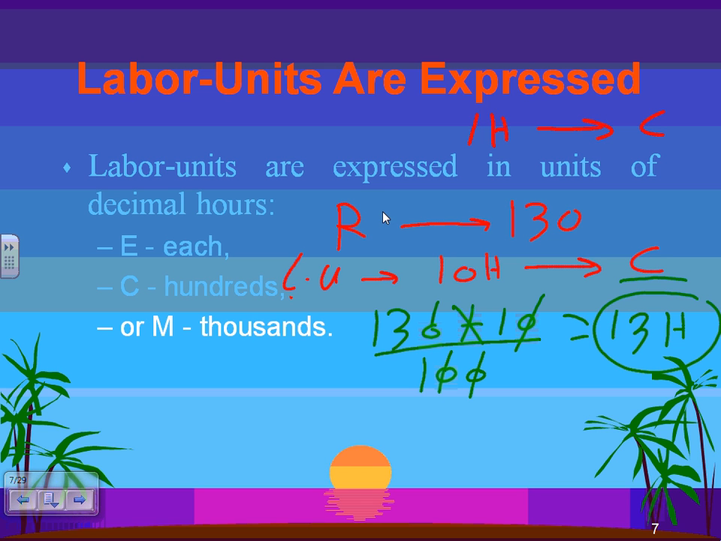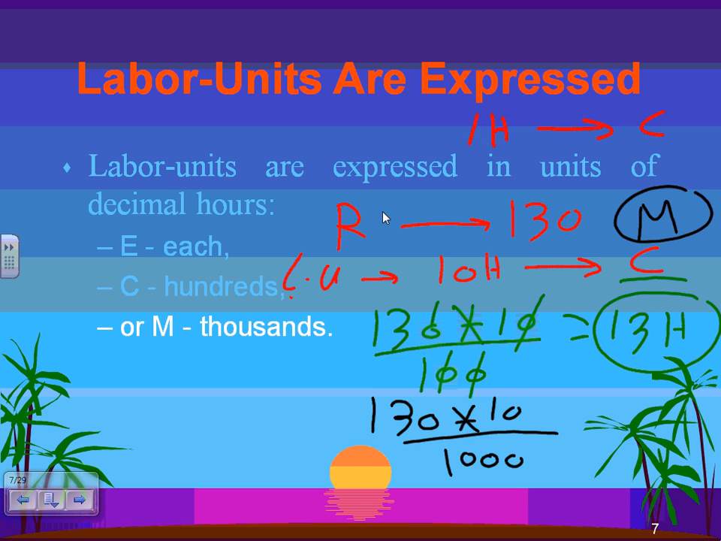They give it to you either each, or 100, or 1,000. Let's change this one into 1,000, M. Suppose that this was 1,000. Look what is going to happen. If that was 1,000, you take 130 multiplied by 10, divided by M, which is 1,000. You divide this by 1,000, and that will get you 1.3 hours. If the labor unit was in 1,000 for M, you get 1.3 versus 13 hours.